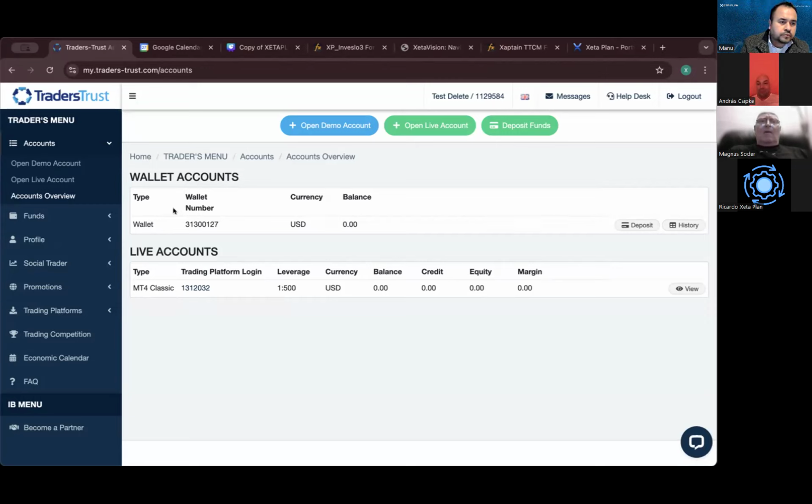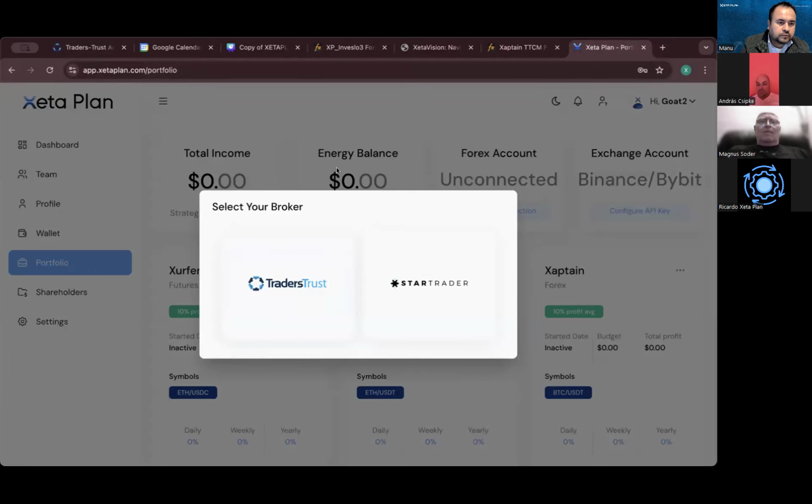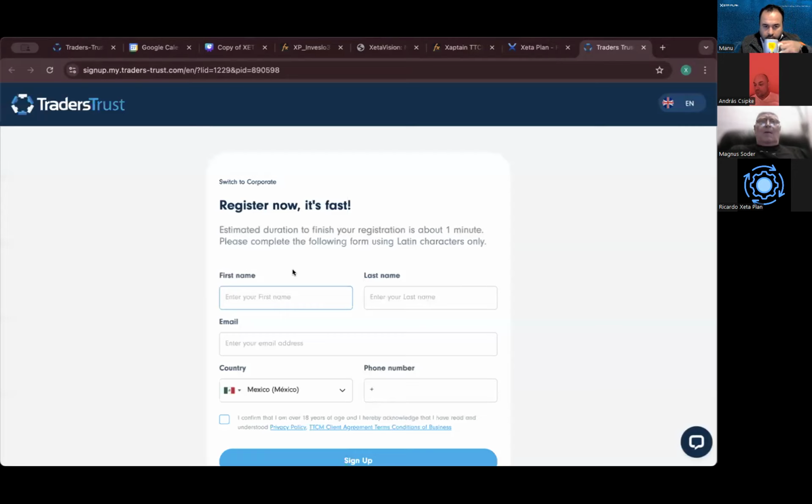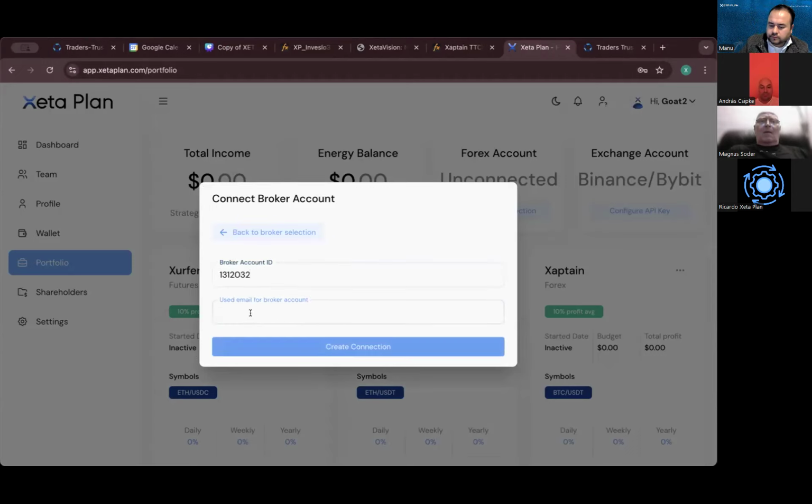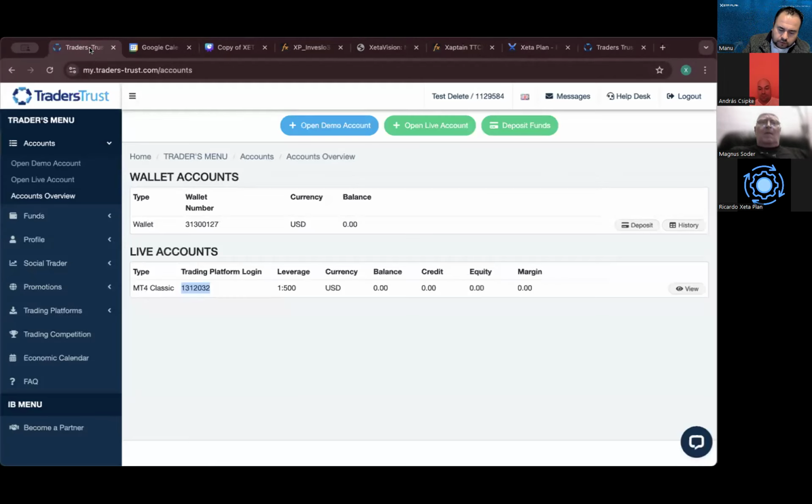Here we've got our wallet. We've got the one that we use to fund, which is this one. And this is our trading account, okay? We need to grab this number right here. We copy and paste it. We head over to the back office and select Trader Trust. It's going to do this part, but what you just have to do is go back to Xetaplan real quick, type in the number, and use email for broker account.